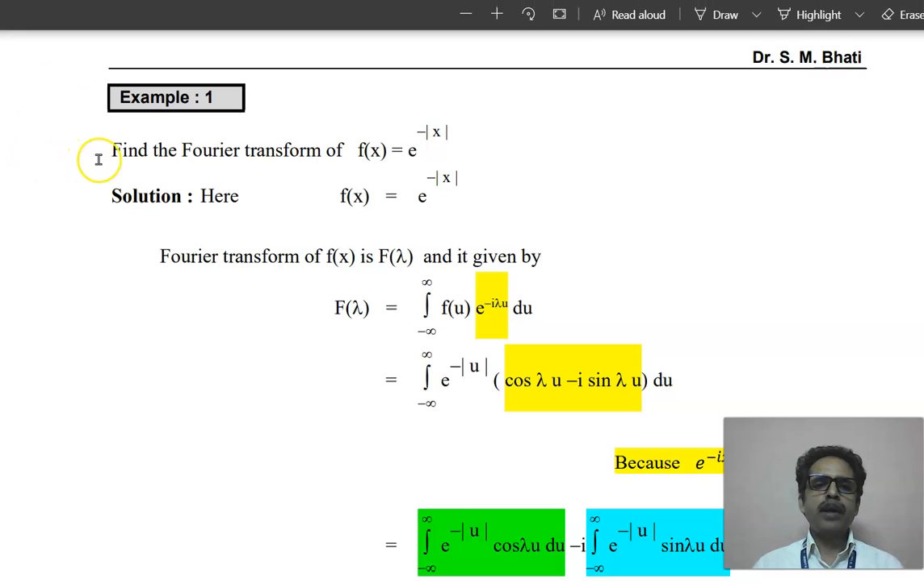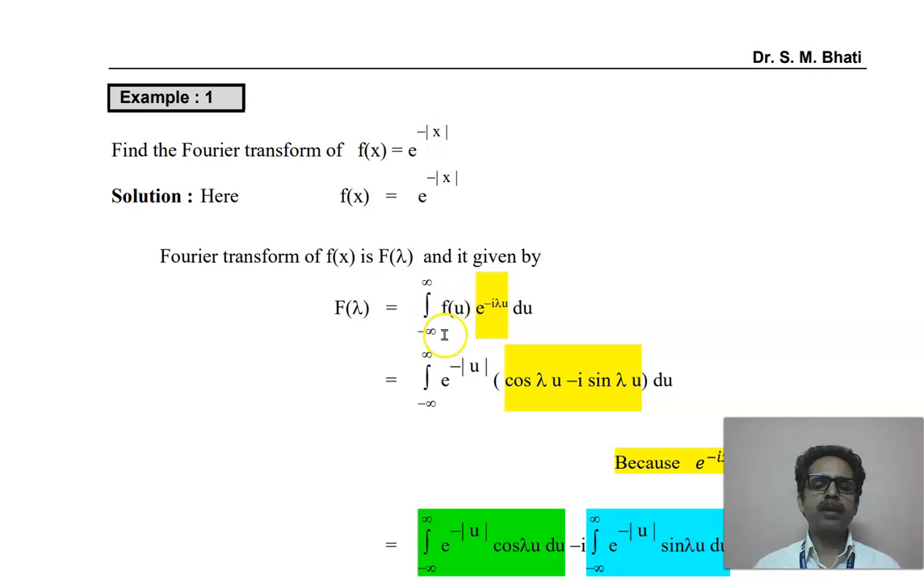Let's see an example. Find the Fourier transform of the function f of x equal to e raised to minus mod x. Here f of x is e raised to minus mod x. Now the Fourier transform of the function f of x is capital F lambda, and it is given by equation 1a, that is, capital F lambda is equal to the integration from minus infinity to plus infinity of f of u e raised to minus i lambda u du. Now we put the value of f of u as e raised to minus mod of u, and in the next step we can put the value of e raised to minus i lambda u. We know this formula.